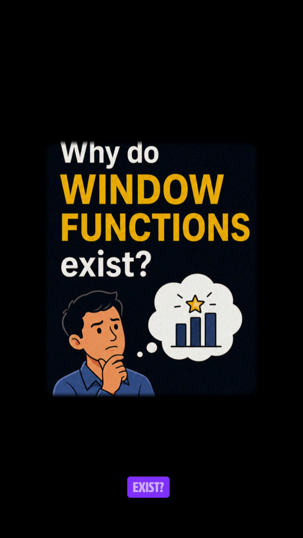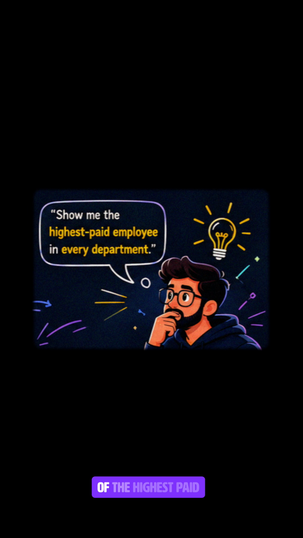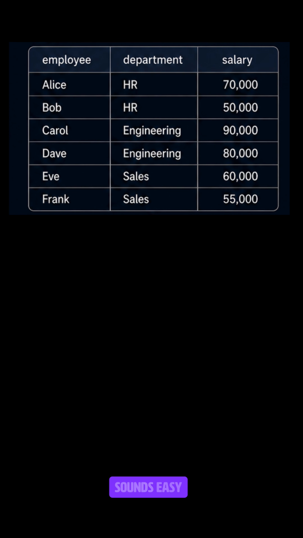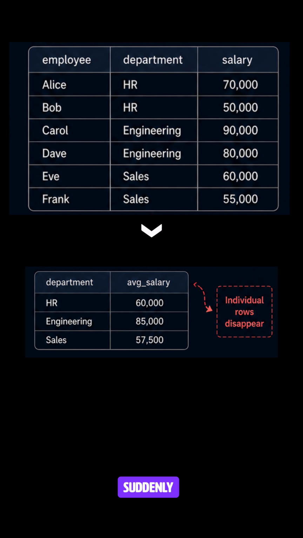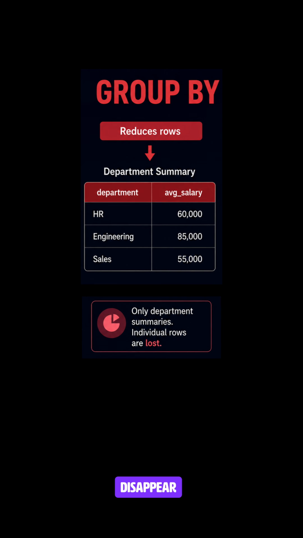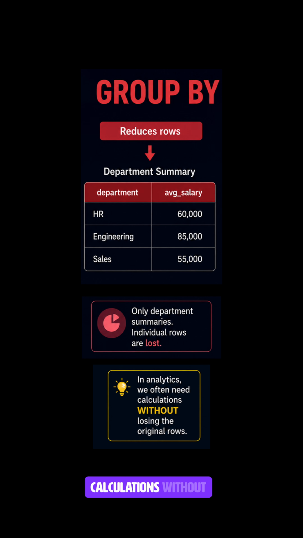Why do window functions exist? Let's say your manager asks, show me the highest paid employee in every department. Sounds easy. So you try GROUP BY, and suddenly all the individual employee rows disappear. That's because GROUP BY summarizes the data. But in analytics, we often need calculations without losing the original row. That's exactly why window functions exist.